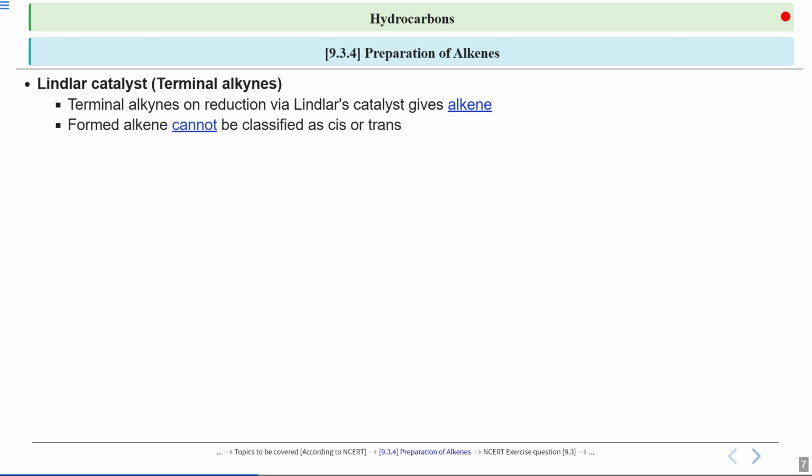So an interesting point about the alkenes formed from terminal alkynes using Lindlar catalyst is that they cannot be classified as cis or trans. This is because terminal alkenes have only one substituent on one side of the double bond, making the cis-trans classification irrelevant. So this is your reaction. Here we have a reaction illustrating the reaction of terminal alkyne with Lindlar catalyst.